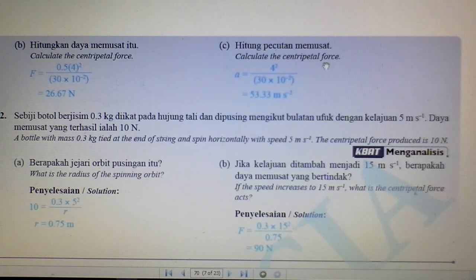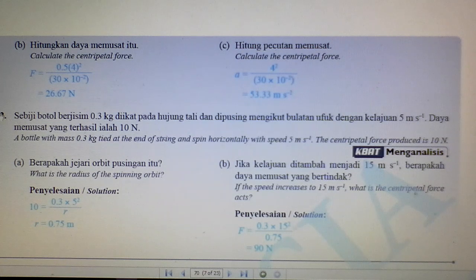Now you want to calculate the centripetal acceleration. So a is equivalent to v squared divided by r. Same thing, the v is 4, r equals 30 cm. You convert to meter, so you will get 53.33 meter second negative 2.